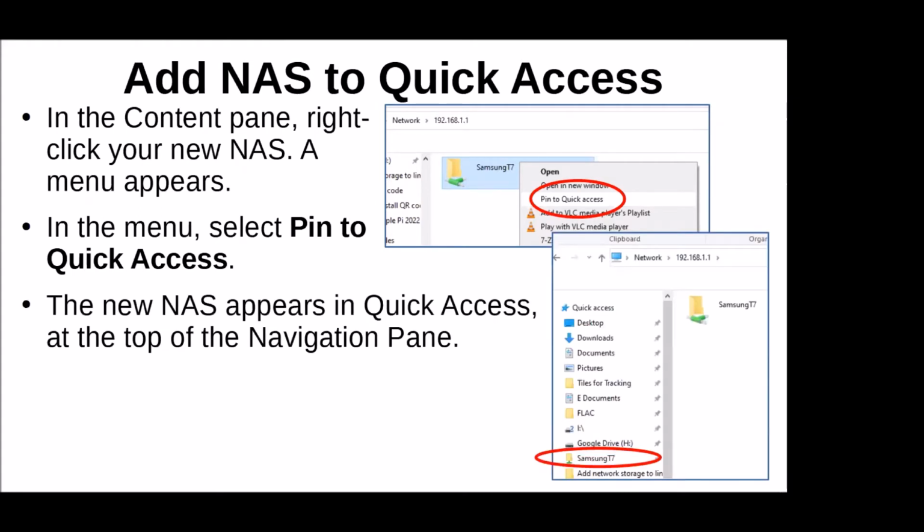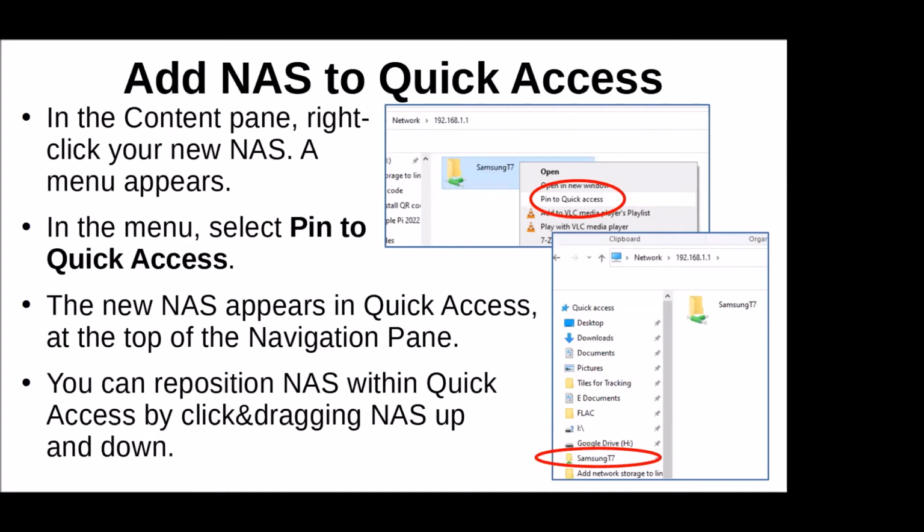Now, what that does is park a link to your new NAS in the Quick Access menu in the navigation pane. And you can move it around. You can put it where it's most convenient for you to use by dragging it up and down in the navigation pane. Now, once it's there, it'll stay. That's what Quick Access is all about. And then you can access it whenever you need to simply by clicking on it, and it will show you the files and folders inside your NAS.